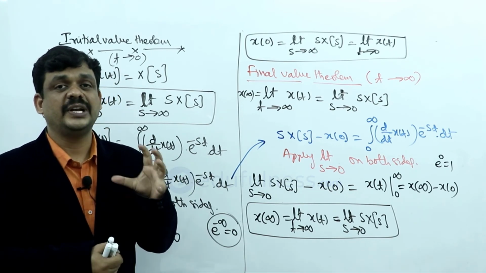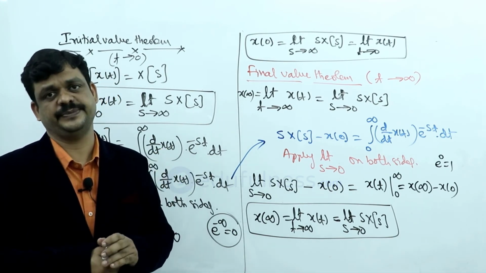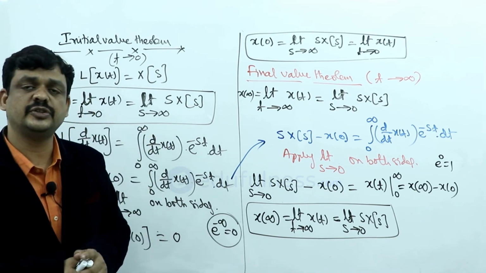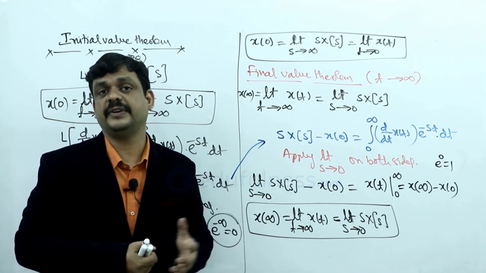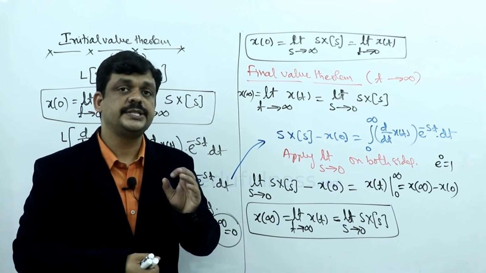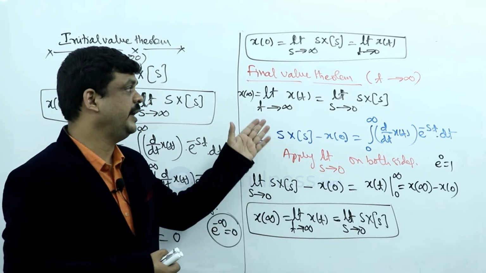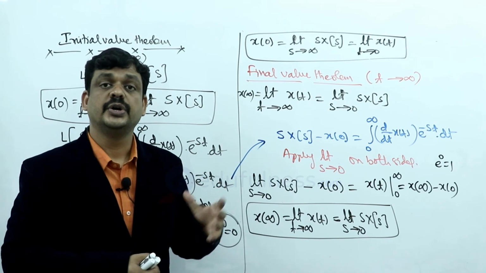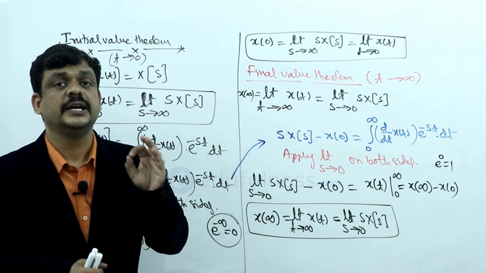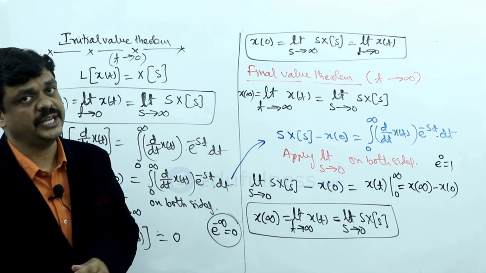Right? So what is the initial behavior of the system? That is explained by initial value theorem, and the final behavior, that means steady state condition of the system, is explained by final value theorem. So these two are used to find the initial and final conditions of the system.